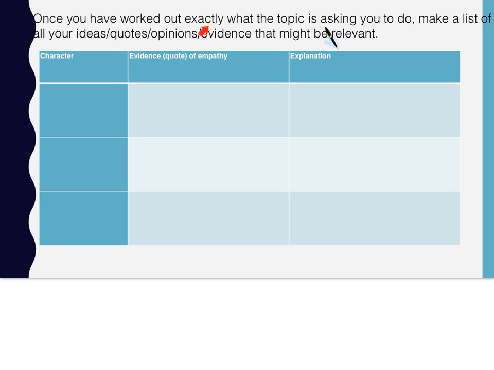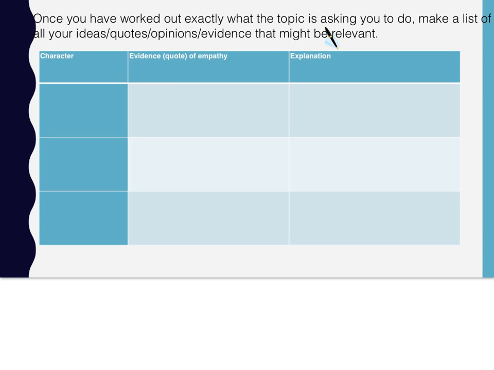So once you've worked out exactly what the topic is asking you to do, make a list of all of your ideas, quotes, opinions, evidence. So you might choose 3 characters for your 1, 2, 3 body paragraphs. You may say Summer, Miranda, Jack, just for an example. And you say, okay, Summer, she showed empathy, but I need to prove that.